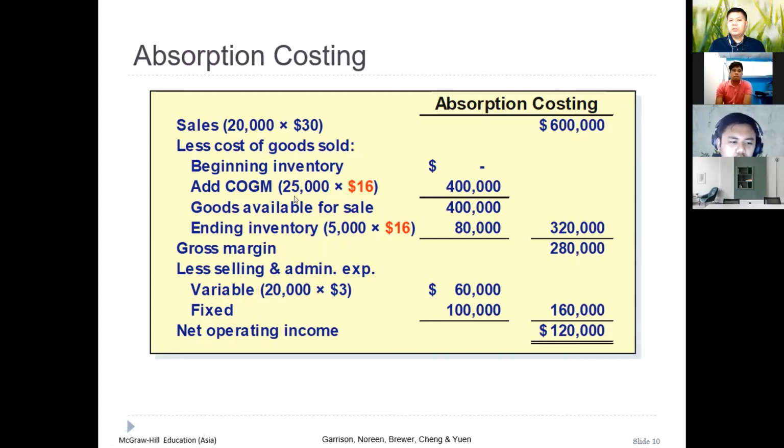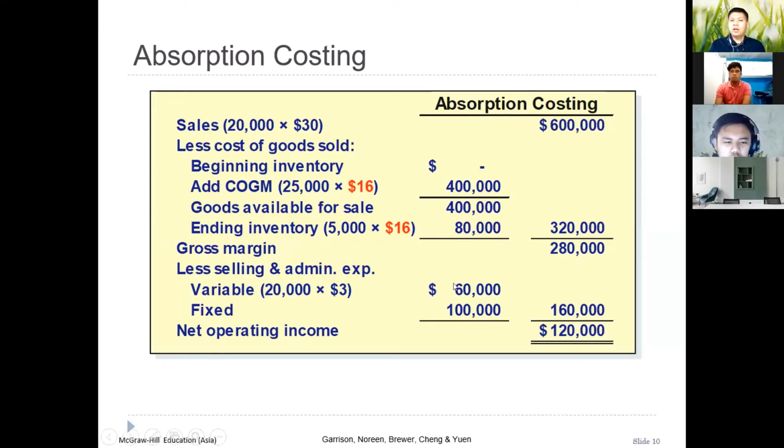So if you produce 25,000, 25,000 times 16, that will be 400,000. And then if you produce 25,000 and you sell 20,000, what remains in the ending inventory will be 5,000. And 5,000 multiplied by the unit product cost of 16, that will be 80,000. This is the traditional format income statement. So 400 minus 80, that will be 320,000. That is your cost of goods sold. Deduct from sales, you get your gross margin.